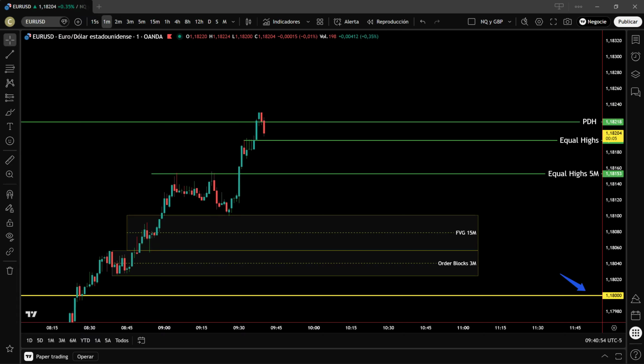York session open. As you can see, the EURUSD pair has made a highly aggressive bullish displacement, finally successfully capturing the liquidity above the PDH at 1.18218. However, it is vital to observe the structure this movement has left in its wake.